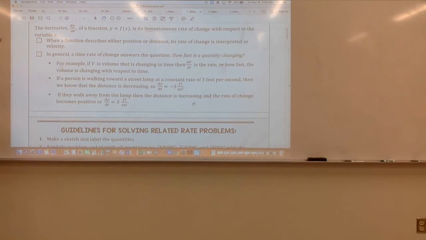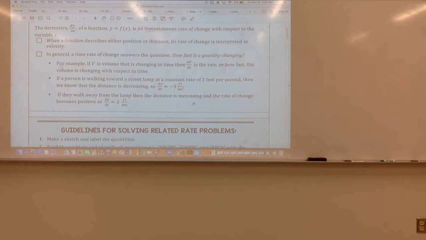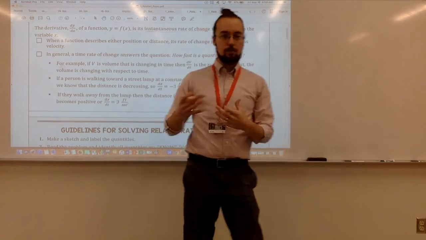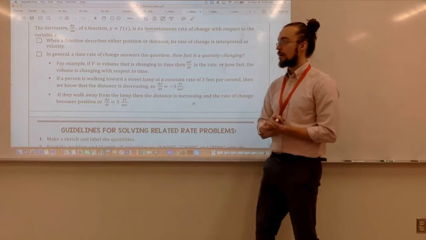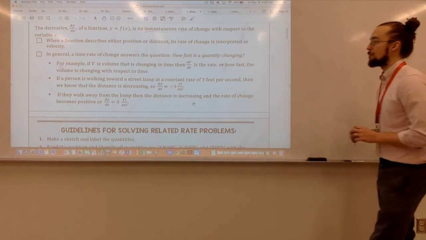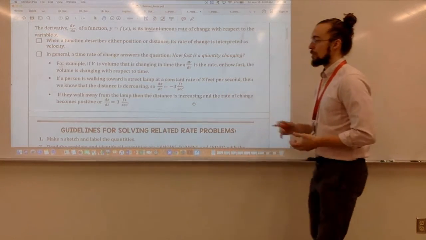This idea we're actually going to talk a lot more about in the next section, when we talk about position, velocity, and acceleration. But when a function describes position or distance, the rate of change, its derivative, is its velocity, how quickly the position is changing. So down here, a rate of change answers the question of how fast something is changing. How fast a quantity is changing, how fast the area is changing, how fast the volume is changing, something like that. For example, if we're talking about the rate of change of a volume, we label that dV/dt. That's what we talked about already.